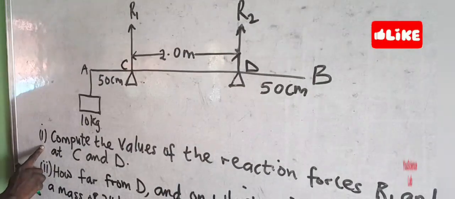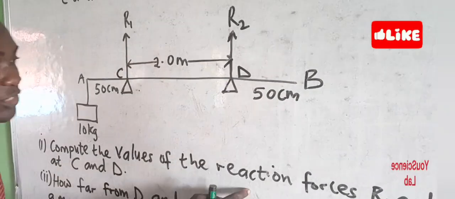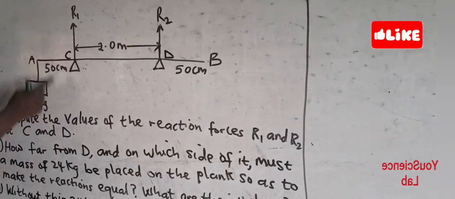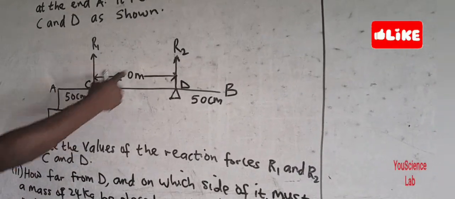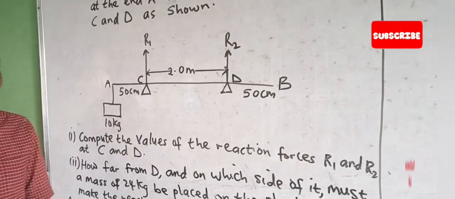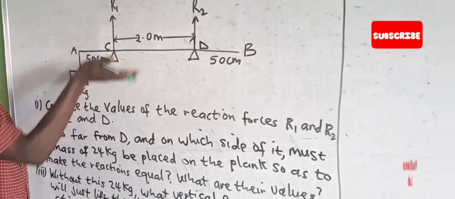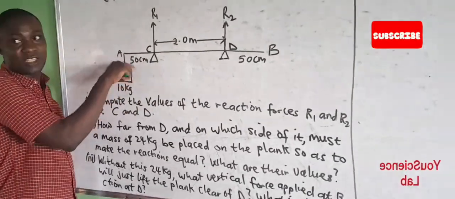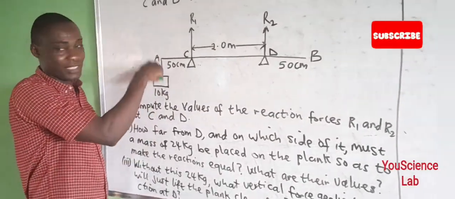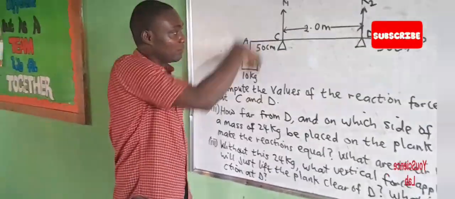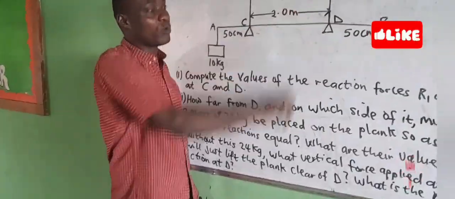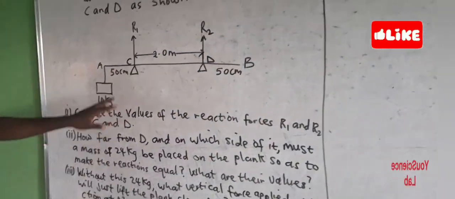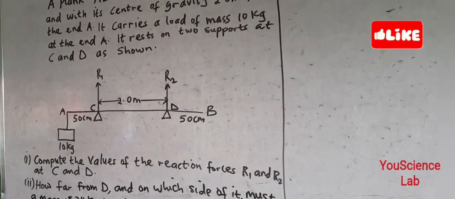One, we have to compute the values of the reaction forces R1 and R2 at C and D. So you can see the reaction forces here. Now the reaction forces are the forces that are acting upwards because of the weight of the beam and the mass that is added here. So the forces are acting downward. This one is acting downward, and the weight of the object is also acting downward.